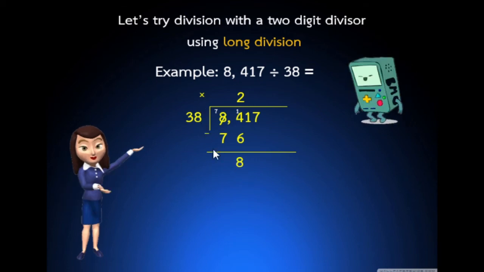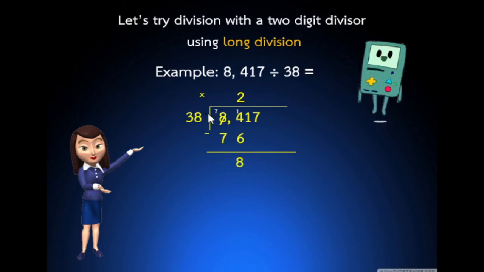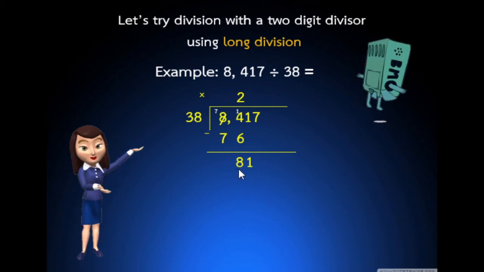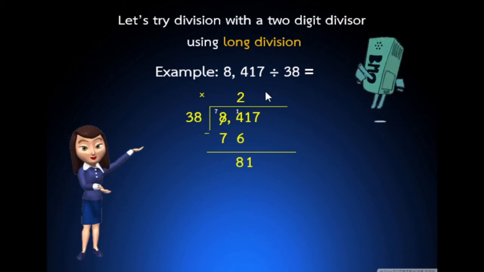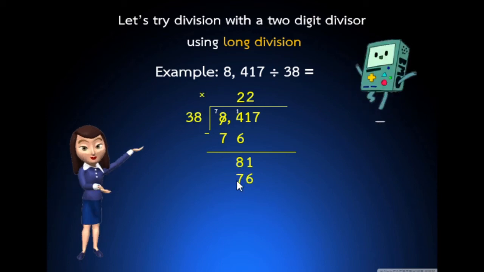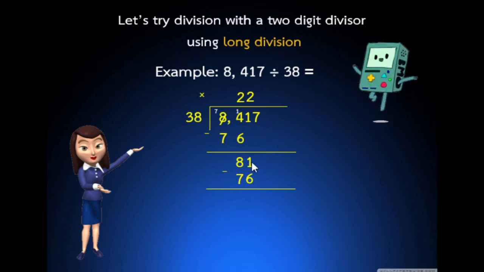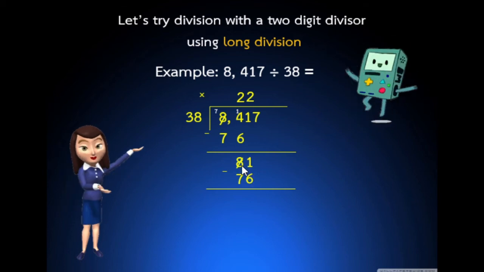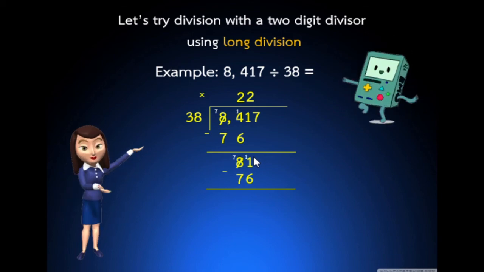And then 8 divided by 38, go back here. 8 divided by 38 cannot be, right? So we get 1, bring down 1. Now we can divide 81 by 38. We still get 2. 2 times 38, we still get 76. And then do the same, subtract. 81 minus 76. 1 minus 6 cannot be. Borrow from 8. 8 becomes 7. 1 becomes 11.